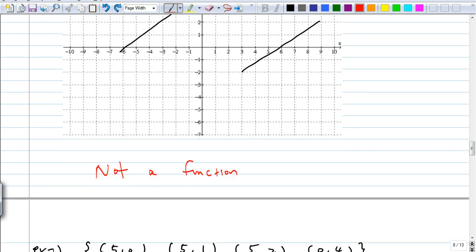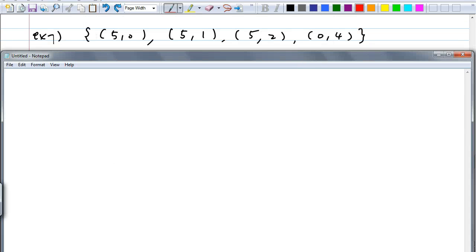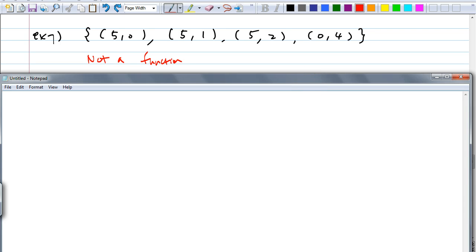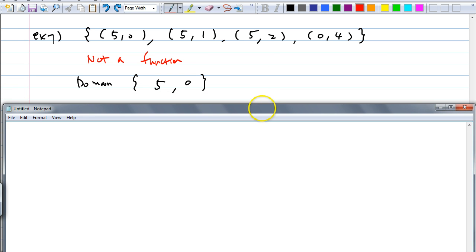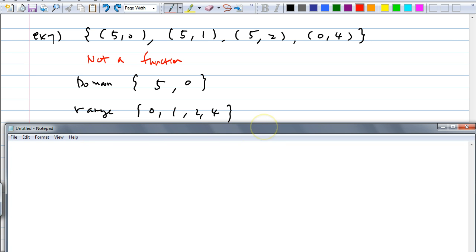All right, try this one now. This time I give you ordered pairs: (5, 0), (5, 1), (5, 2), (0, 4). Go ahead, everybody think about it. You guys are all correct. You saw it really quickly. This is not a function, right? Even though you don't have to draw this, you can see, look, 5 has how many outputs? 3. It's not a function. Your domain is 5, 0, and the range is 0, 1, 2, 4. By the way, on your homework tonight, they're going to ask you to list the domain and the range. Can you do this? It's easy. Domains are all the x's, range are all the y's.